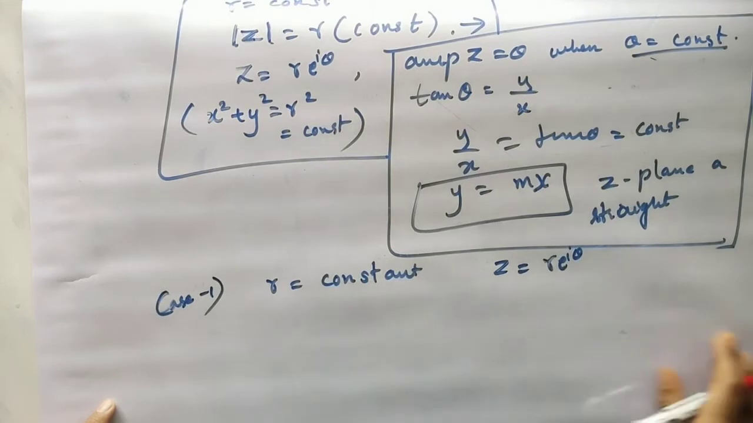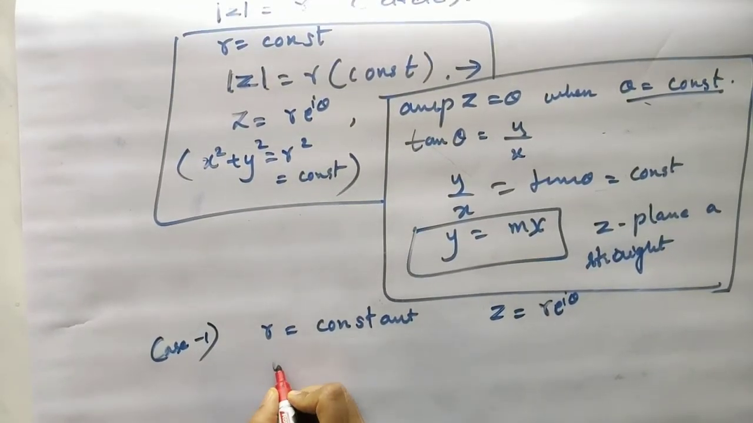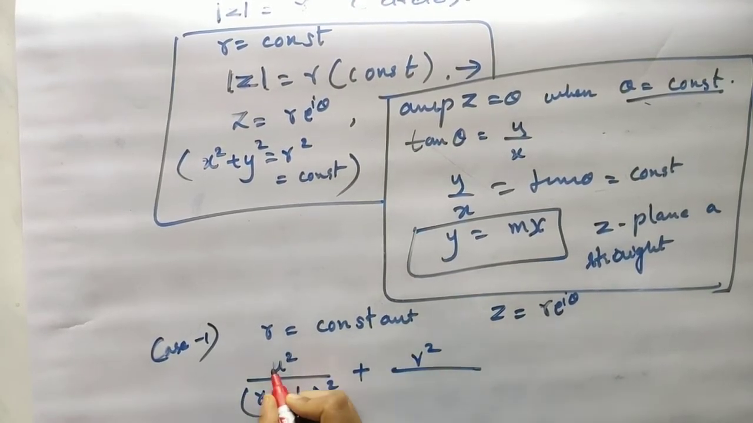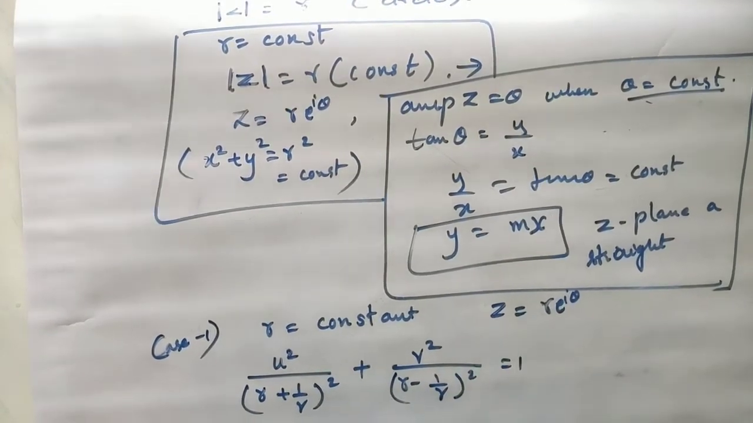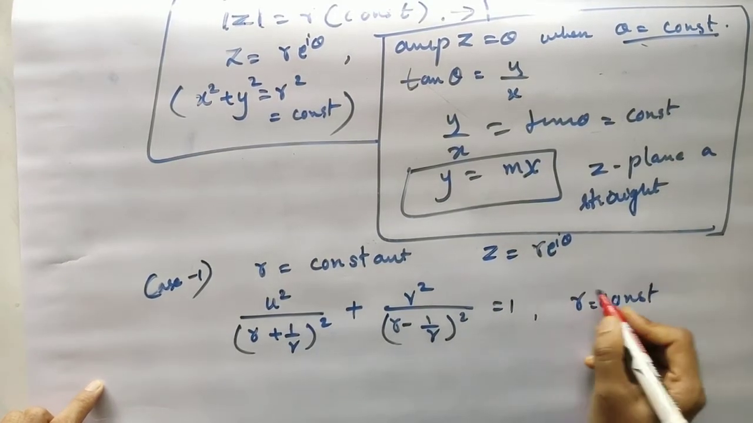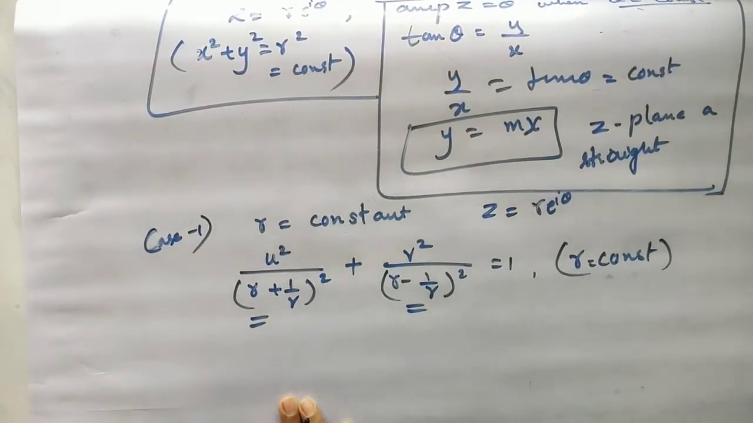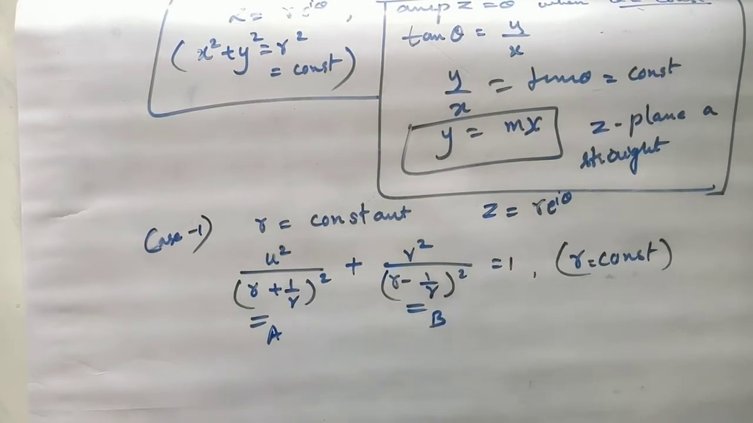Okay, so let's continue. See here, when r is constant, we have the equation u square divided by (r plus 1 by r) whole square plus v square divided by (r minus 1 by r) whole square is equal to 1. If r is constant, then these two expressions are constants, right?